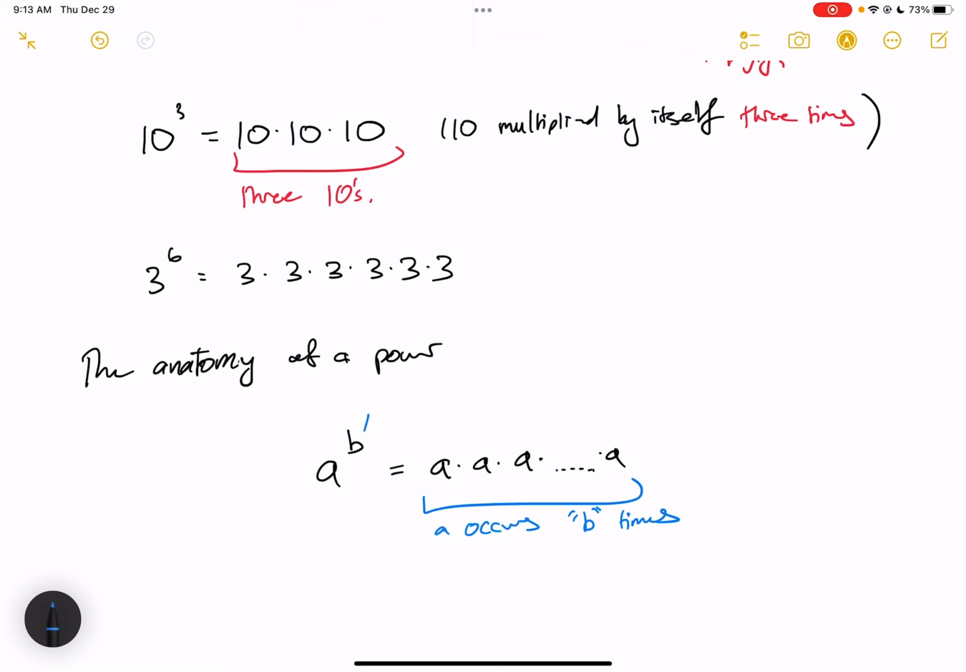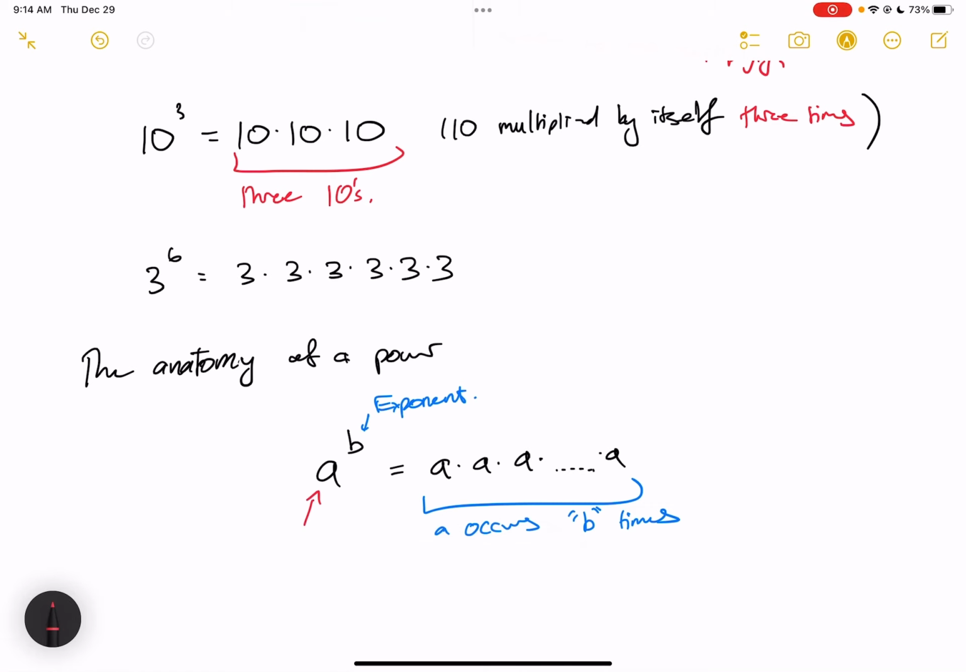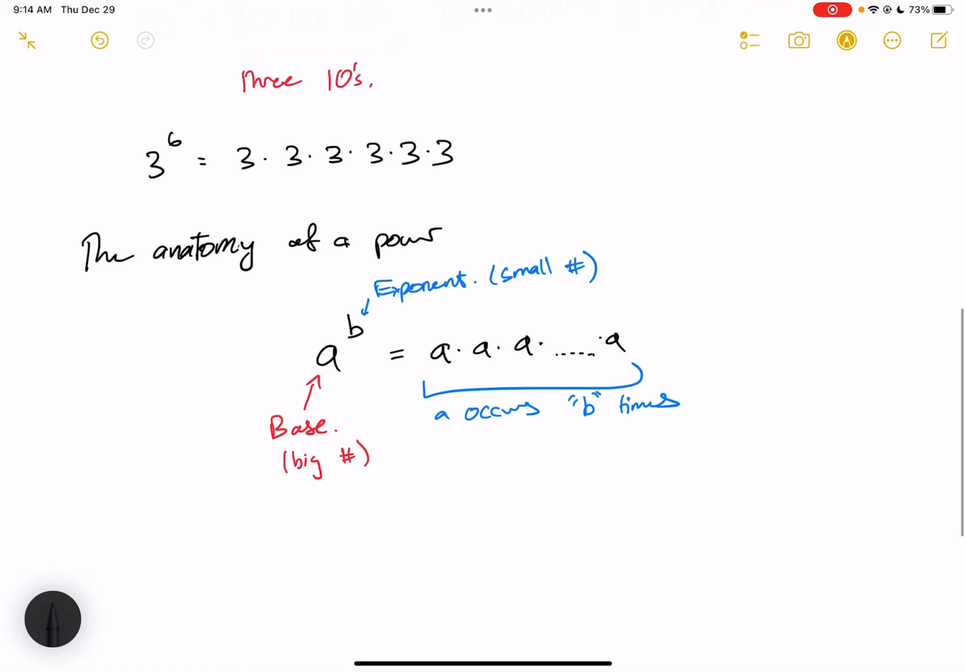And that b over here has a special name. It is called the exponent, while the a is also given a name. This is called the base. So if I ever say the base of a power, I'm referring to the big number. While if I ever refer to the exponent, I'm referring to the small number. A common mistake is to refer to the entire thing as the exponent when it's not actually.